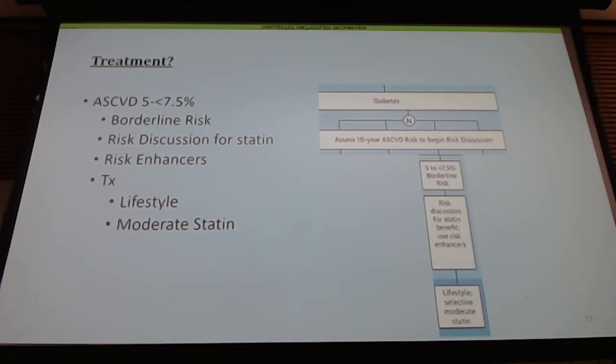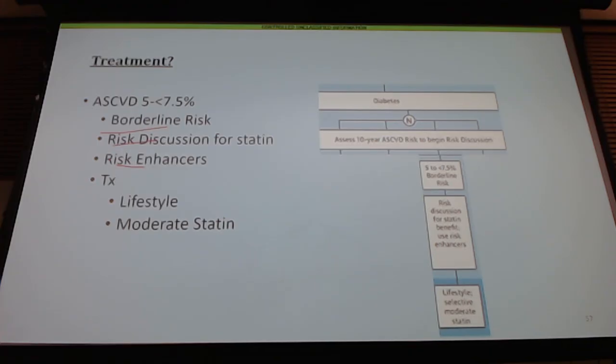Let's say that they are 5 to less than 7.5% risk. This puts them in a borderline risk. And now you're going to talk to them about risk-benefit kind of things for putting them on a statin to manage this. Other things are going to be like, let's look at risk enhancers.